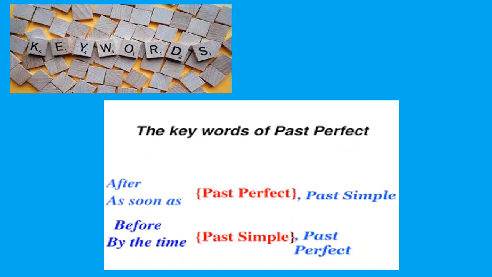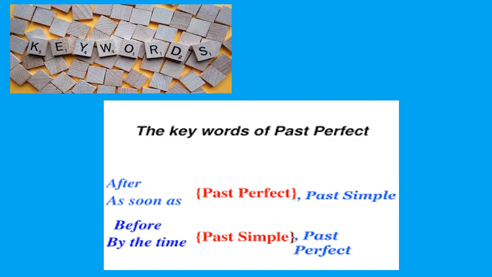There are some key words for the past perfect. We usually use them to join 2 sentences. One sentence in the past simple, action number 2, and one sentence in the past perfect, action number 1. The key words here are the word after and as soon as.